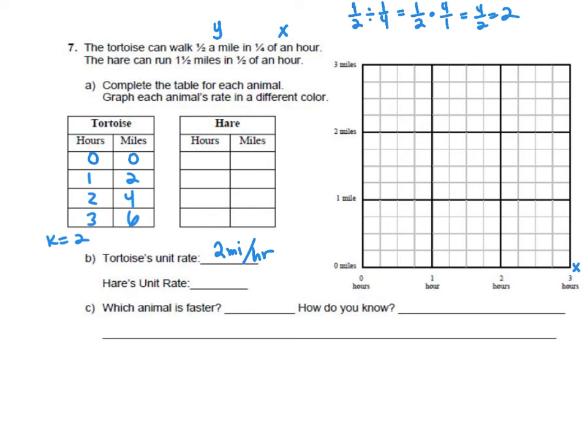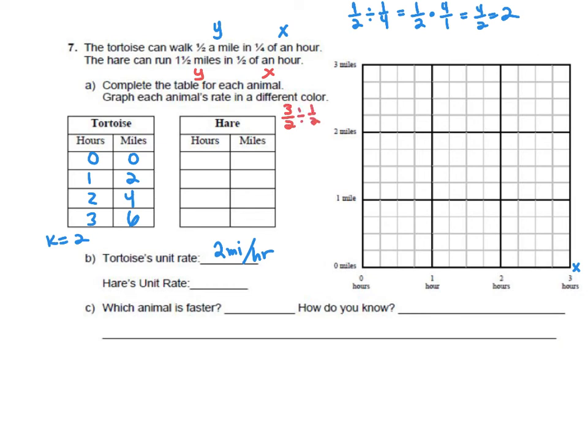Okay? Next, we have the hare. I'm going to use a different color here. And the hare can run 1.5 miles, y, and hours is x. So we're going to do the same thing. 1.5, I'm going to change it to improper fraction though. 1.5 is 3 halves. So 3 halves divided by 1/2.